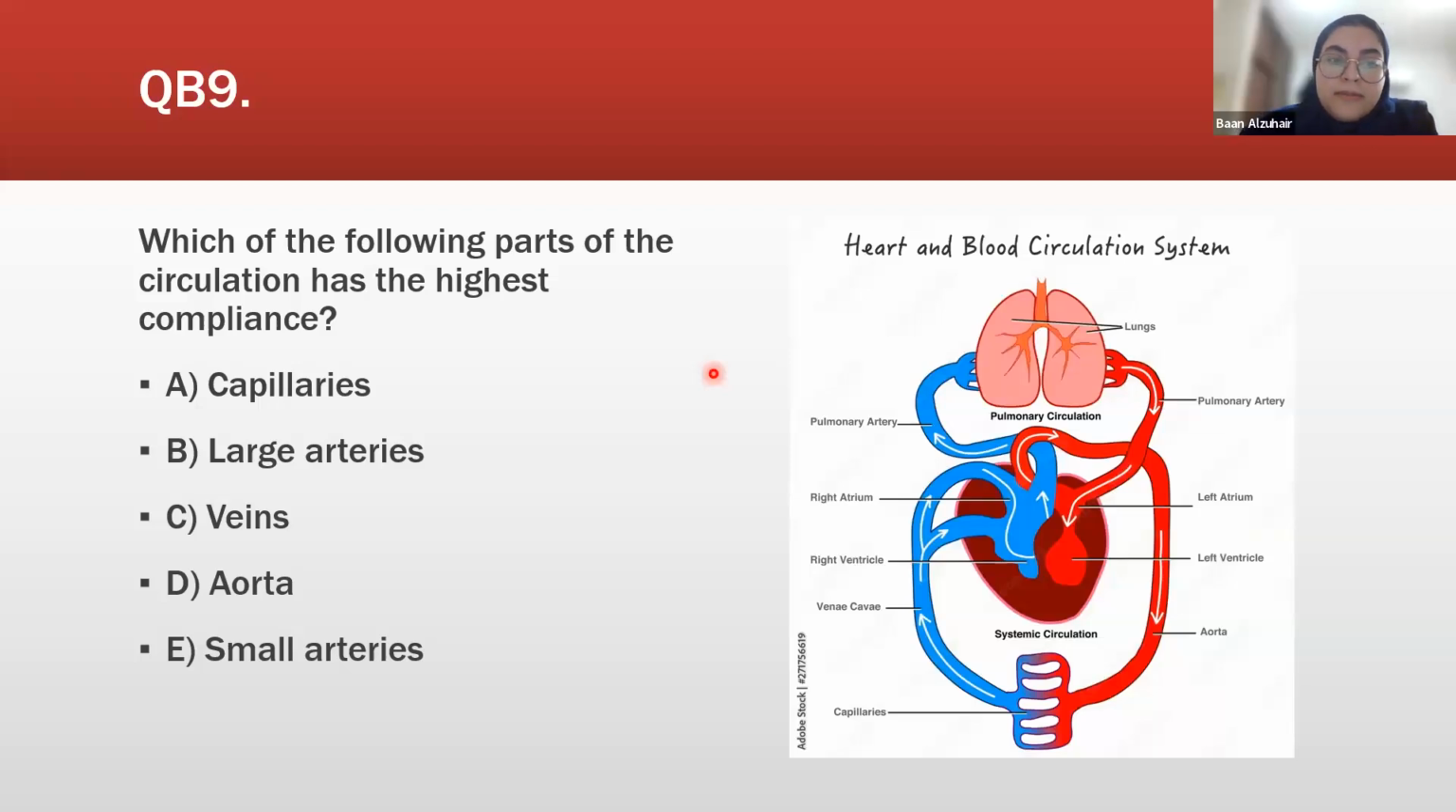What about the least compliant? They're also called the resistance vessels. Arterioles. Yes, mashallah, arterioles. I'm sorry, I spoiled it.